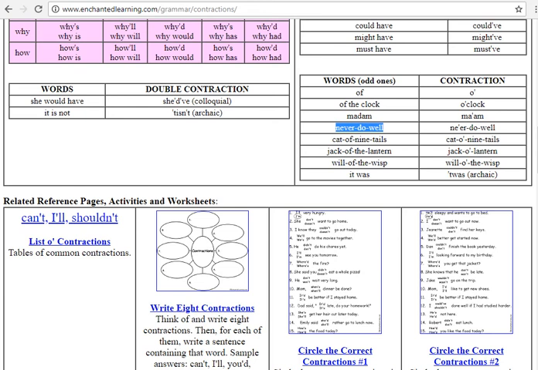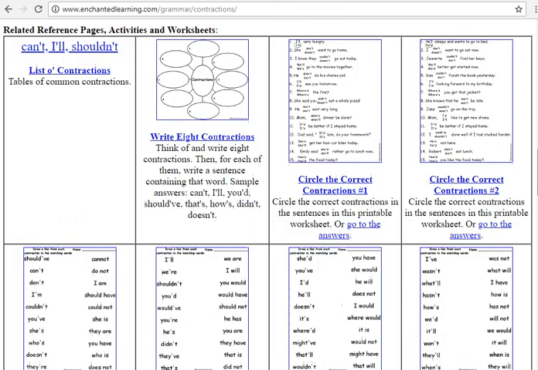Cat of nine tails. Jack of the lantern, jack-o'-lantern. Will of the wisp. And it was, 'twas. It's an archaic form. 'Twas the night before Christmas, and all through the house not a creature was stirring, not even a mouse.